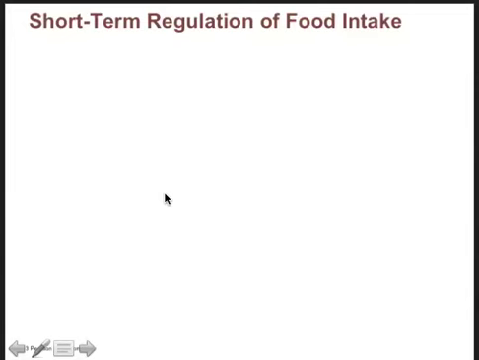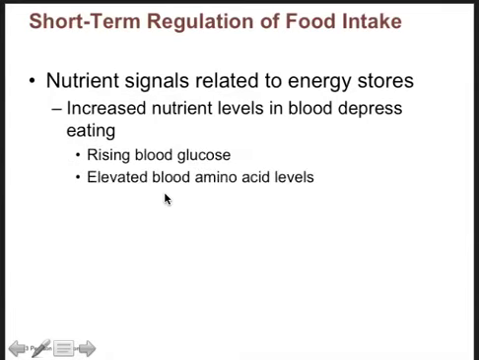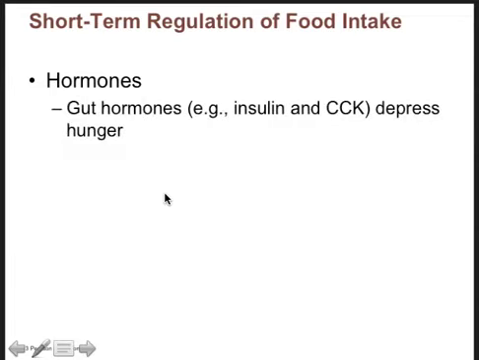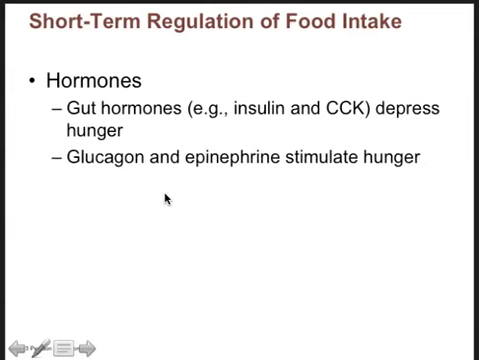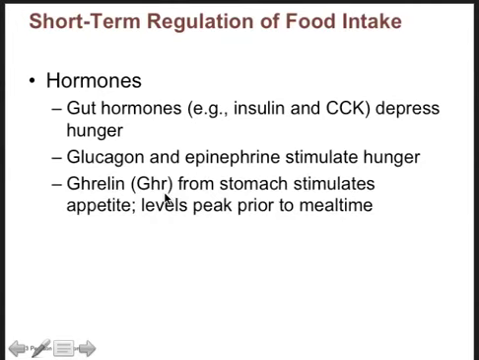Nutrient signals that are related to energy stores include increased nutrient levels in the blood that can suppress eating. These are related to rising blood glucose levels and elevated blood amino acid levels, as well as the blood levels of fatty acids. Hormones also play a role. Gut hormones, such as insulin and cholecystokinin, suppress hunger. Glucagon and epinephrine stimulate hunger. Ghrelin from the stomach stimulates appetite. Levels often peak prior to mealtime.